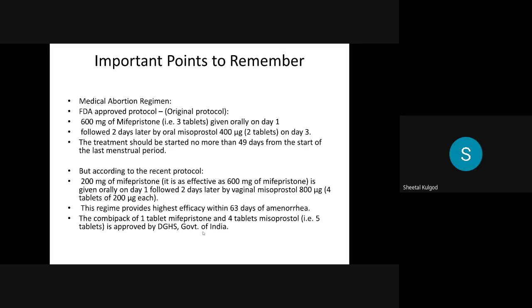We usually ask her to return so that we do an ultrasonography and confirm that the abortion is complete. We also instruct her about complications which might develop, like heavy bleeding, severe pain abdomen, fever, or sometimes vomiting. In such cases, the patient is instructed to report to the hospital immediately. So this is the standard regimen for the medical method used for first trimester MTPs. Remember, it is up to 63 days now, with 1 tablet of 200 mifepristone and 4 tablets of misoprostol. Is it clear for everyone?